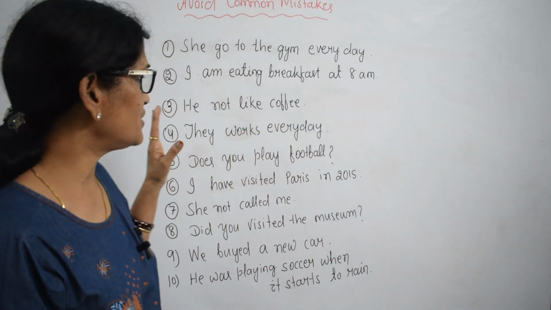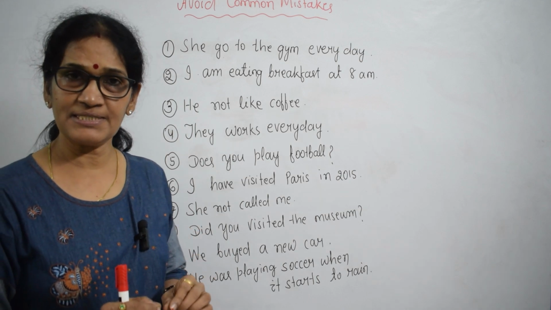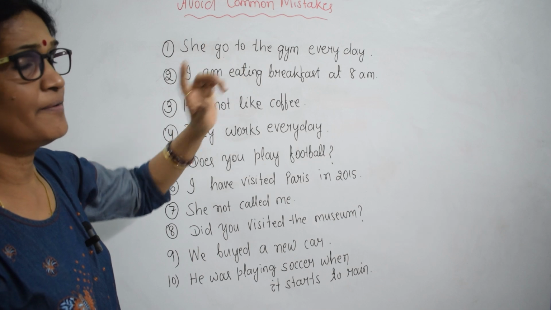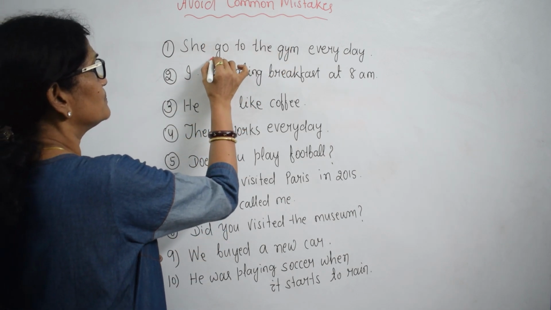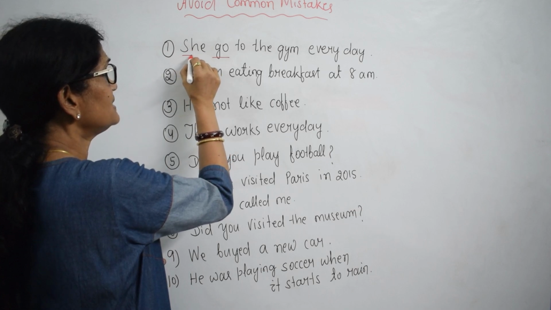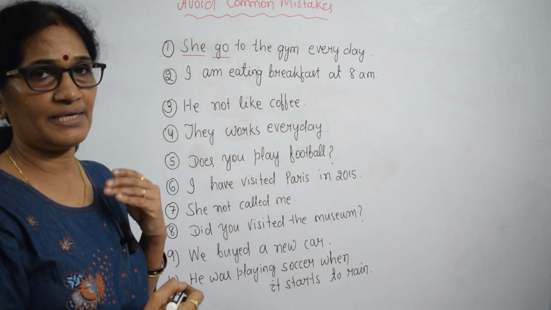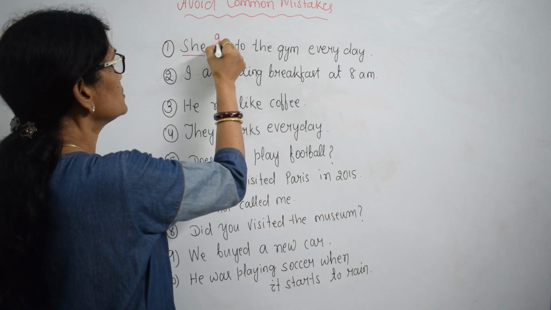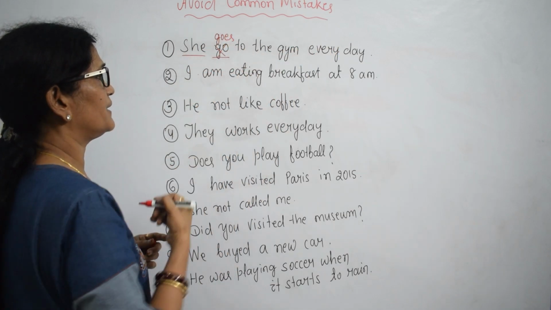Look at how to avoid some common mistakes. Okay, there are the sentences of simple present and simple past. She go to the gym every day. This is one habitual action. Go. The subject is she, third person singular, which takes the verb with s or es. Okay. So instead of go, the right answer is goes. She goes to the gym every day.